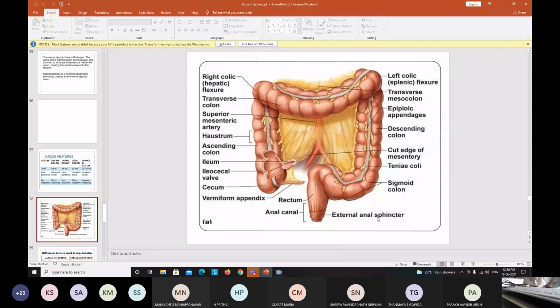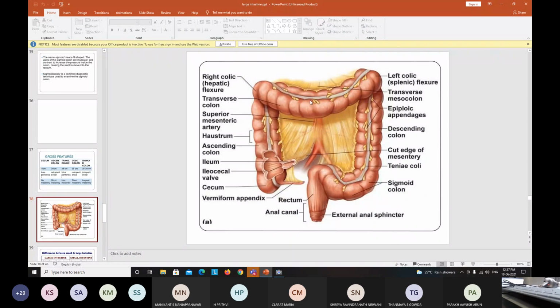See this diagram, almost everything is labeled here. I will show: this is the cecum, the ileocecal junction. This is a haustrum, that is haustrations. This is the ascending colon. This is a taenia coli. This is a taenia coli. As per the blood supply, see, this is again the superior mesenteric and all.